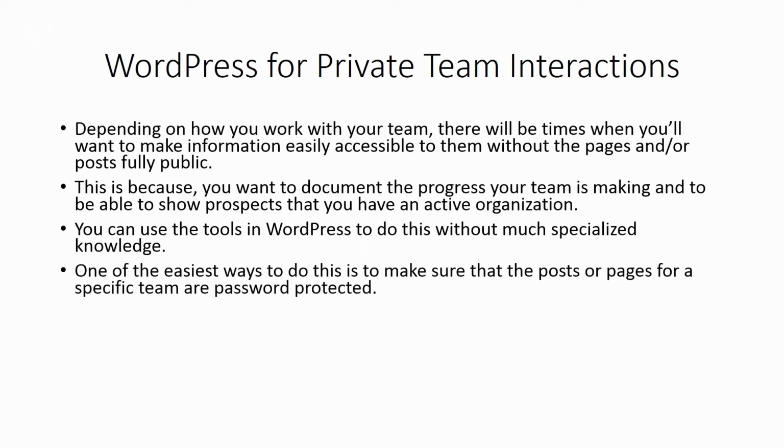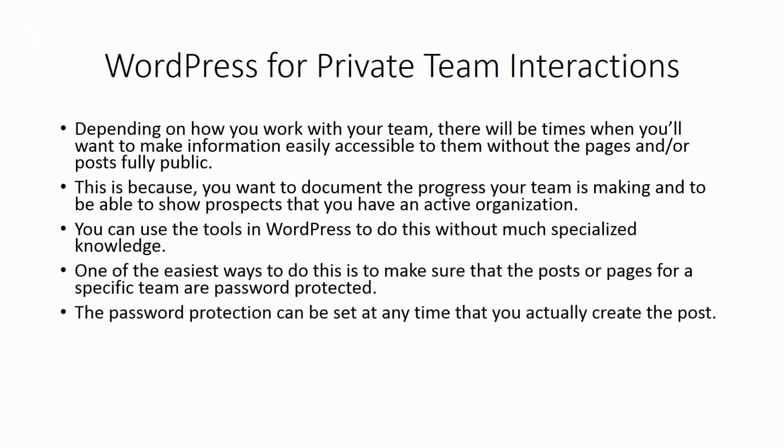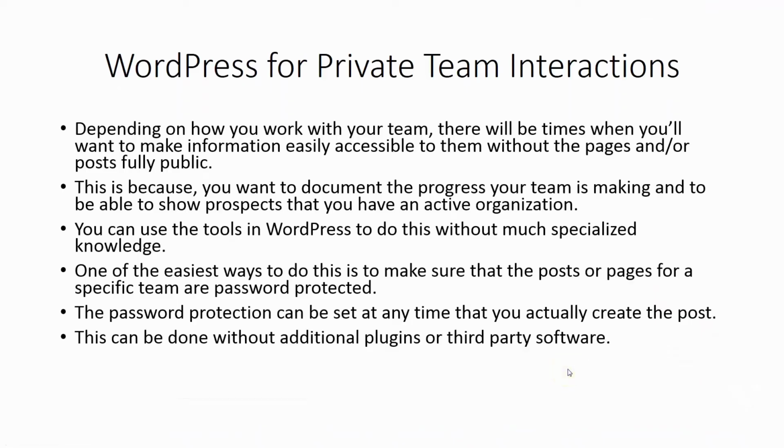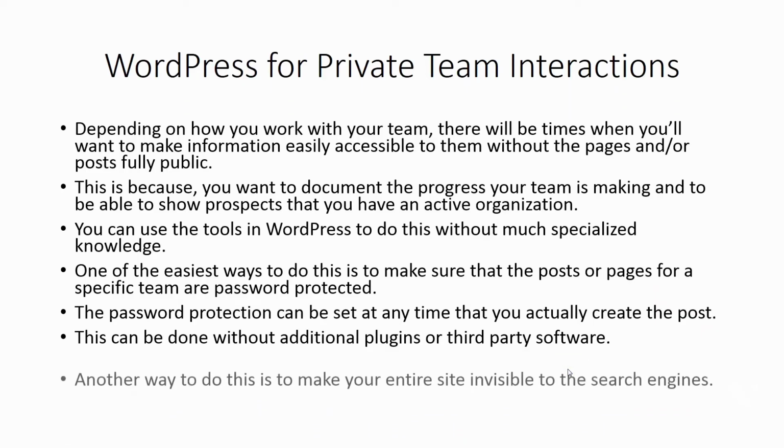One of the easiest ways to do this is to make sure that the posts or pages for a specific team are password protected. The password protection can be set at any time that you actually create the post. As you can see, when you're creating a post, you can go to the visibility section, and all you need to do is to click password protected. Now, this can be done without additional plugins or third-party software.